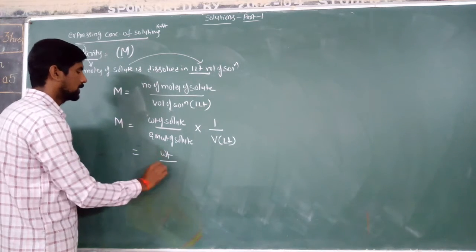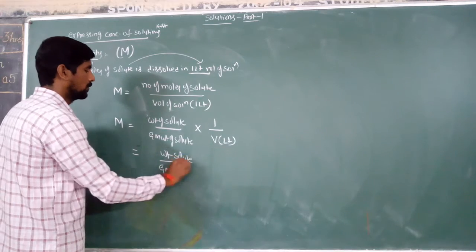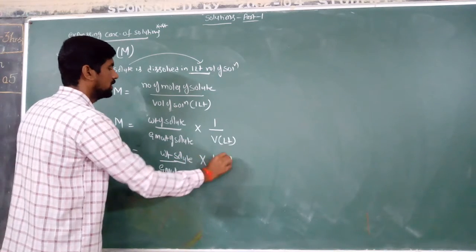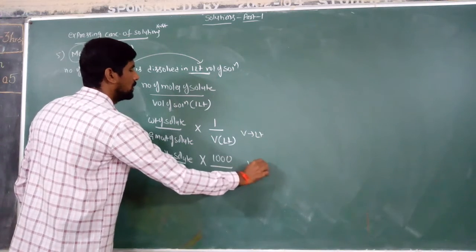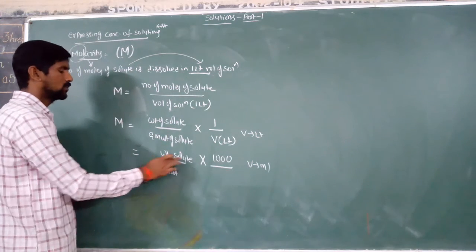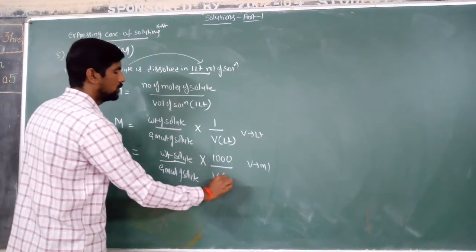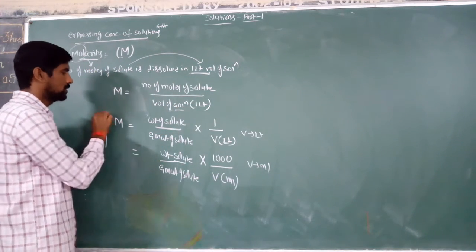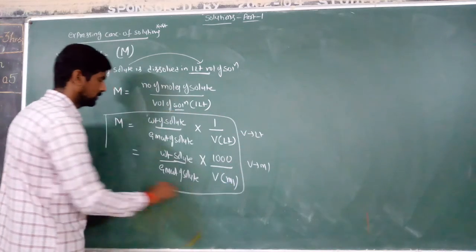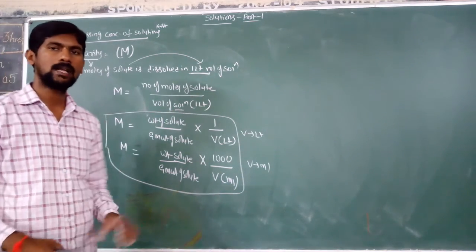Weight by gram molecular weight of solute into 1000 by volume, if the volume is measured in liters. If the volume is measured in ml, what is the formula? Weight of solute by gram molecular weight of solute into 1000 by volume of solution in ml. So these are very important formulas for measurement of concentration in terms of molarity.